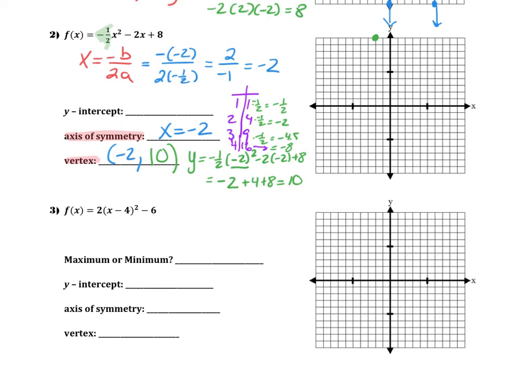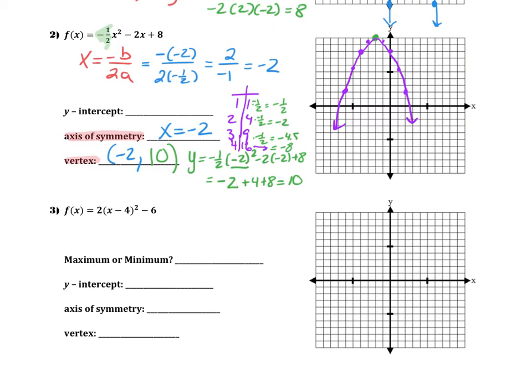So using the new pattern, I'm going to go right 1, down a half, right 2, down 2, same on the left. Right 3, down 4.5. And then I can go right 4, down 8. We don't need all these points. If you wanted to just plot the ones that were whole numbers, that would be fine too.